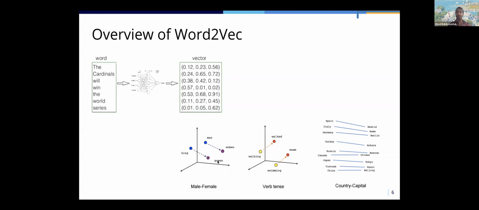So here are some examples of the kinds of things it can recover. One would be male-female relationships, just how king is similar to queen because man is similar to woman. It can capture things like verb tense, so walking is to walked as swimming is to swam. And it can also capture a lot of contextual relationships, so things like country-capital pairs, where we know the capital of Spain is Madrid, the capital of Italy is Rome, and things like that. And so it's a really great way to boil down our understanding of language into a mathematical form that we can then do a lot of really cool things with.